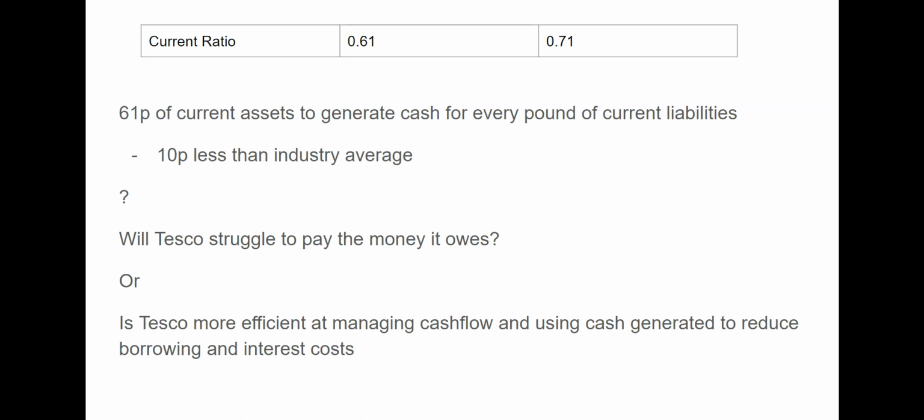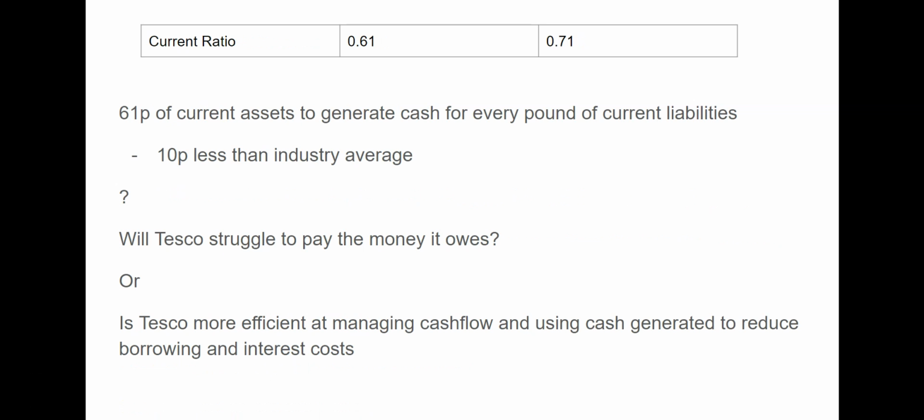Current ratio 0.6 to 1, and that compares with 0.7 to 1 for the industry average. So Tesco's has got 61 pence of current assets to generate cash to pay every £1 of current liabilities, and that's significantly less than the industry average by 10 pence. And what that could say to us is that Tesco's will struggle to pay the money it owes.